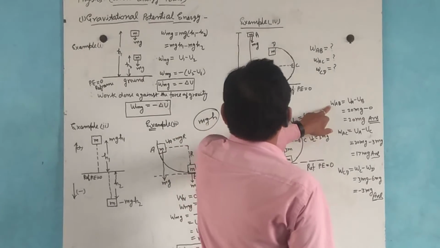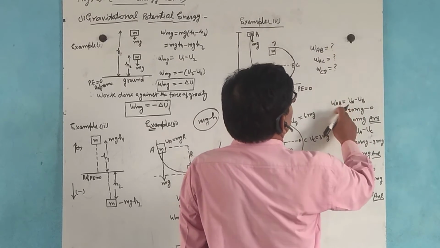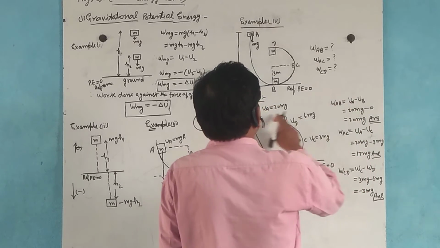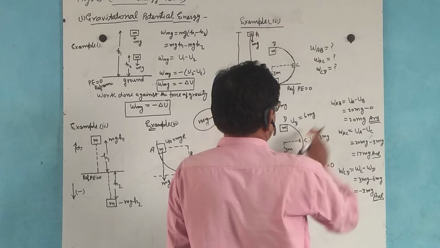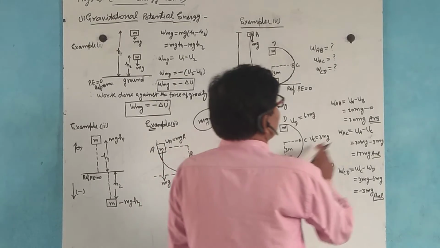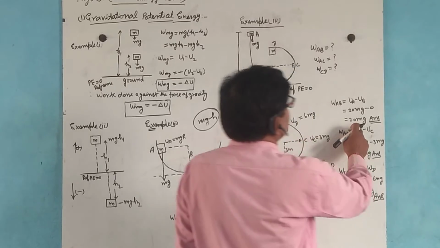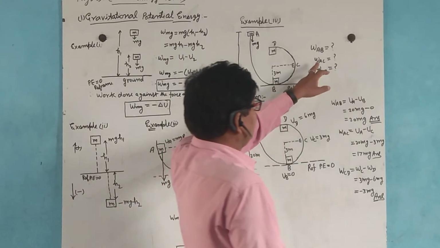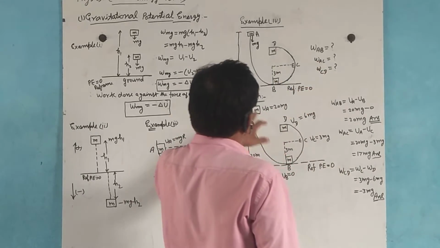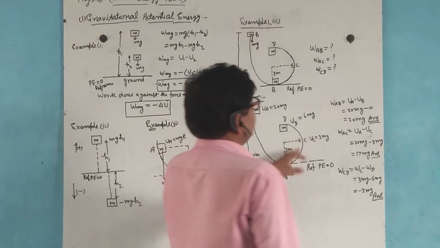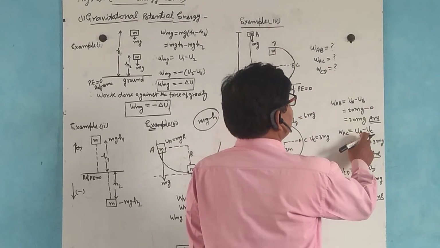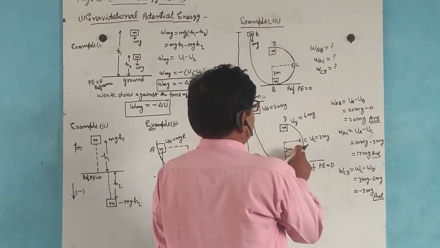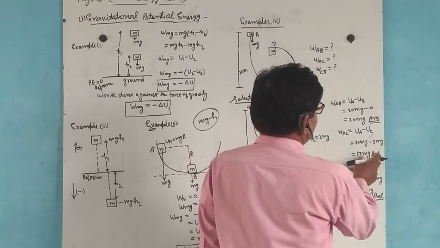Now we have to calculate the work done A to B. Work done AB is equal to potential energy at A minus potential energy at B. Potential energy at A is 20mg minus potential energy at B, which is 0, so 20mg minus 0 is equal to 20mg. This is the first answer. Now we have to calculate the work done A to C in this case: UA minus UC, where UA is equal to 20mg and UC is equal to 3mg, so the answer is 17mg.